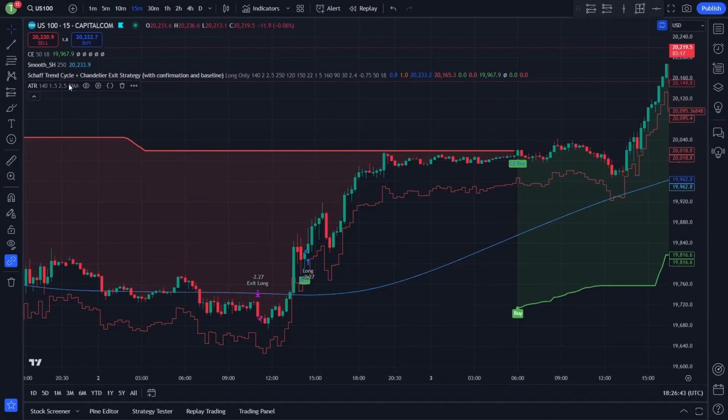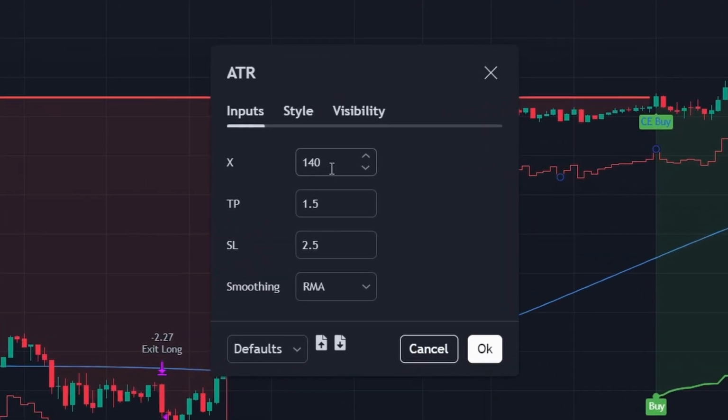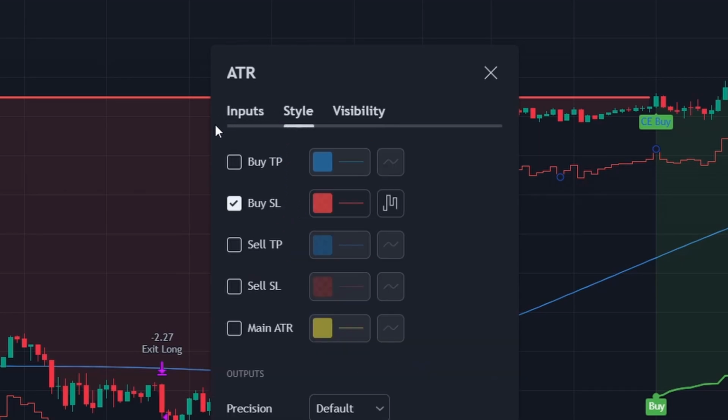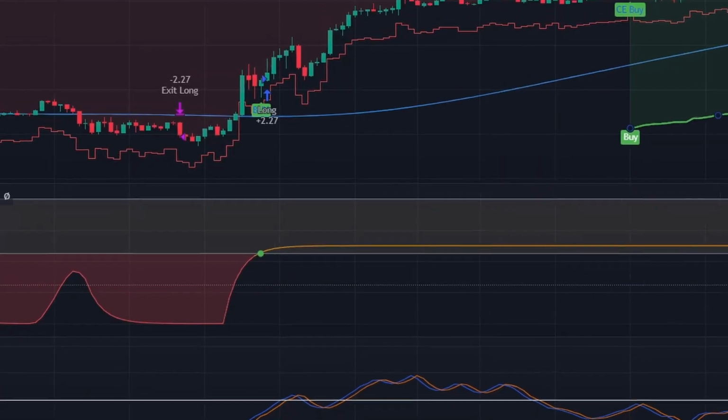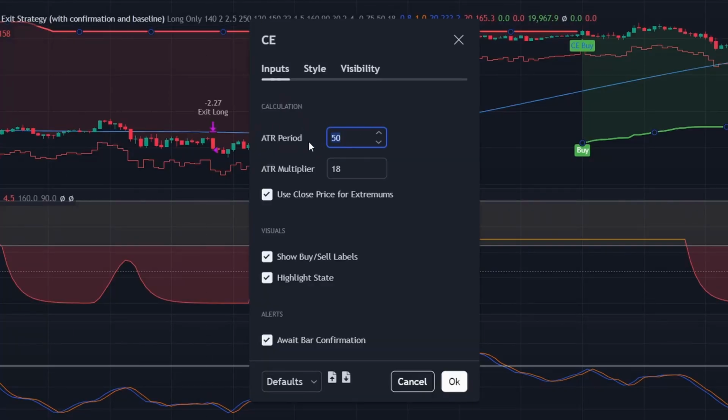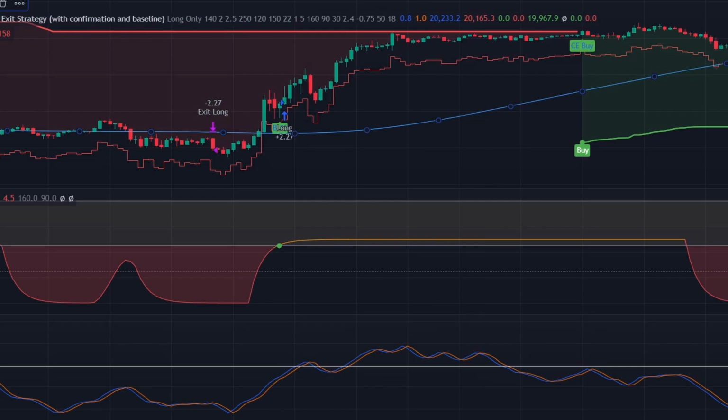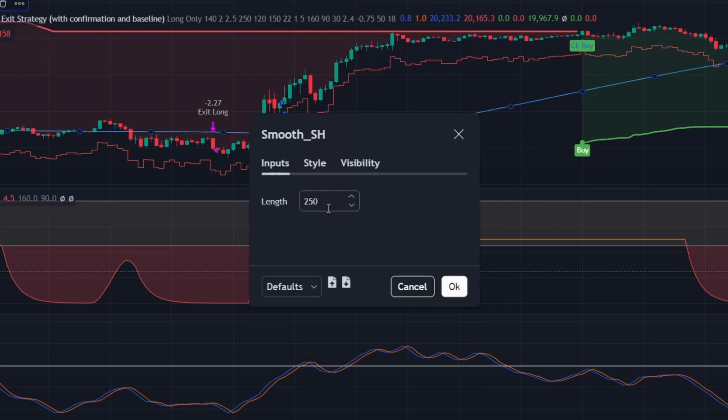Okay, we have all of the indicators, but we need to change a few settings as I optimized this strategy. First open up the NNFX ATR, which will be my stop loss indicator, and set its X value to 140 and the stop loss level to 2.5. In the styles tab, uncheck everything except the buy SL, as we will only look for long entries. Open up the chandelier exit, change its period to 50 and the multiplier to 18. Then open up the super smoother, which will be the trend filter, change its length to 250.